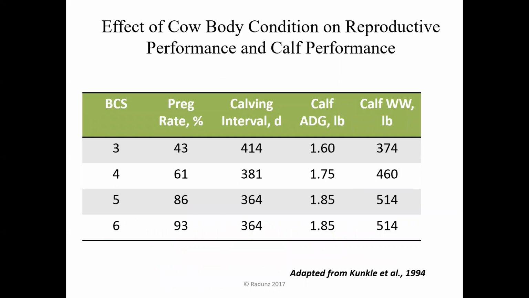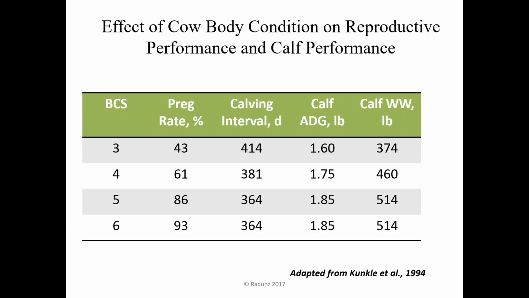So let's look at a little bit of work done with body condition and the impacts that has on reproductive performance and calf performance. This is an older study, but it's very effective at demonstrating the impacts of body condition scoring. With a body condition score 3, the pregnancy rate of cattle following calving was only 43%. That went up to 93% as we go to a body condition score 6.